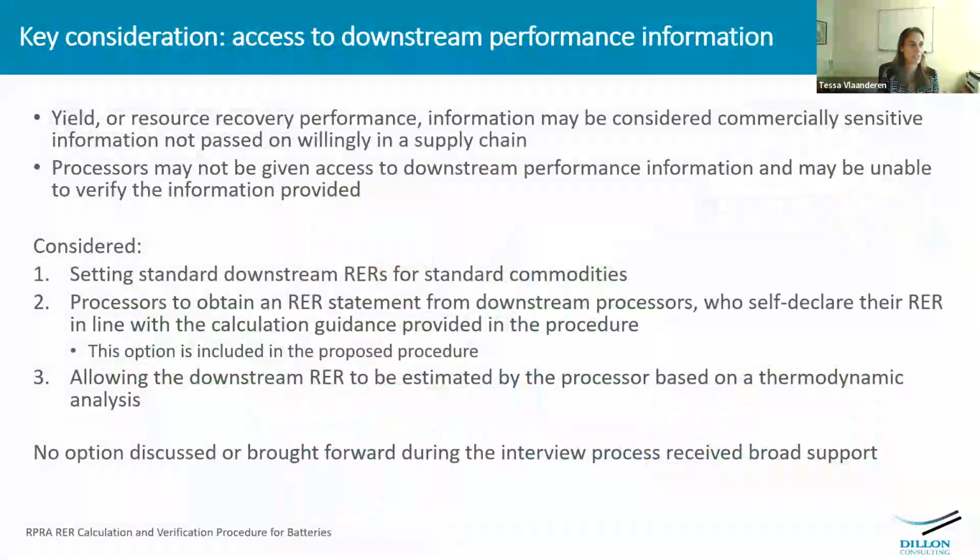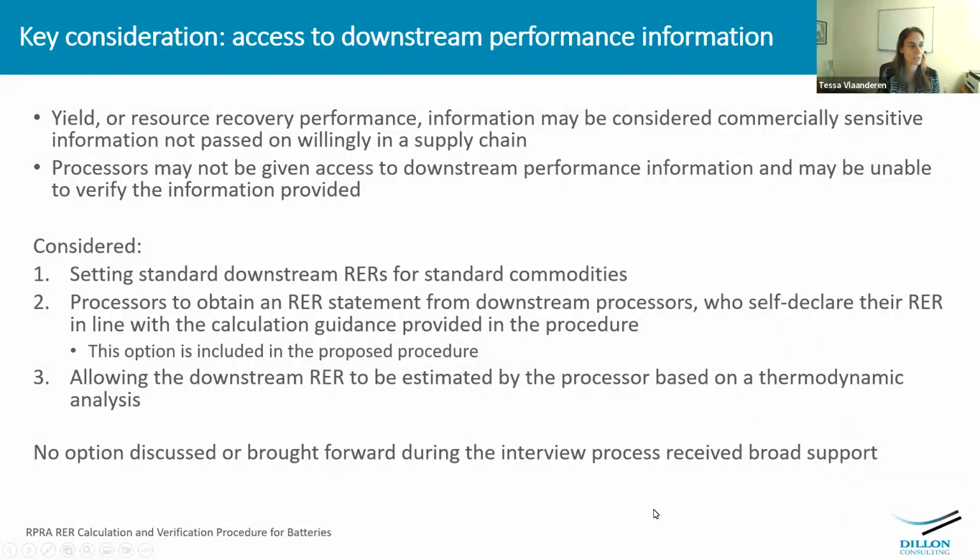Now, this leads to the last key consideration: how do we obtain access to this downstream performance information? It was highlighted that this information is considered commercially sensitive, is not being willingly passed on in the supply chain, and processors may not be able to verify this information either. So what are the options that we considered to address this?